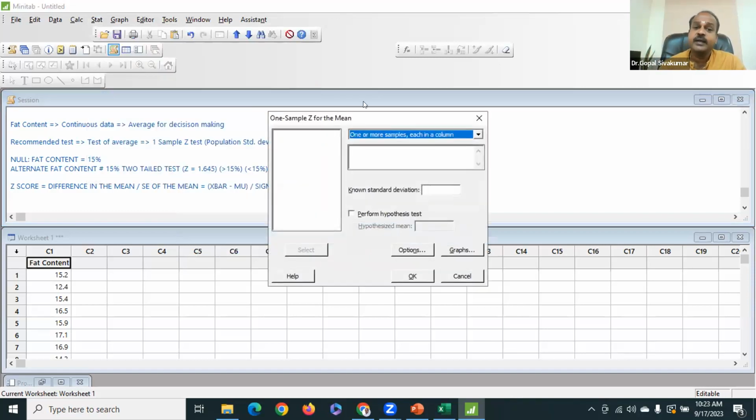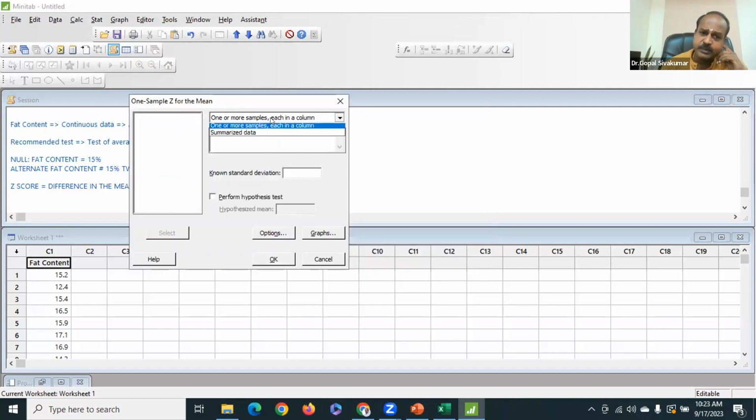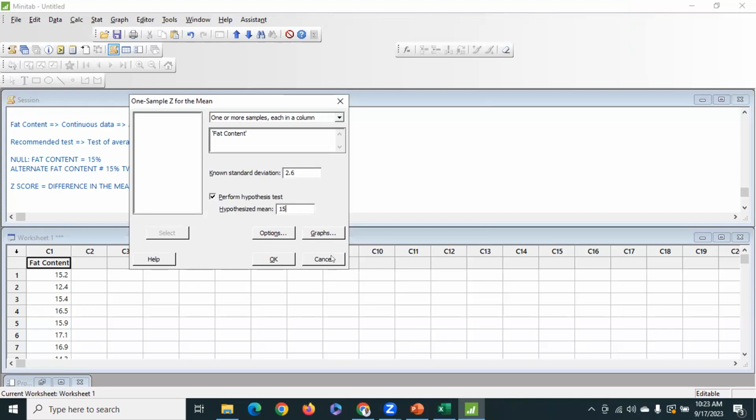So I click that. Now, one or more samples in a column, or summarized data. We have the raw data only. Choose one or more samples in a column, click here. Now, which column contains your data? C1. Click and select. What is the known standard deviation? Population standard deviation. It is given as 2.6. Perform hypothesis test. What is the hypothesized mean? What is the hypothesized fat content? 15%. Equal to 15. Okay. Now go to Options.